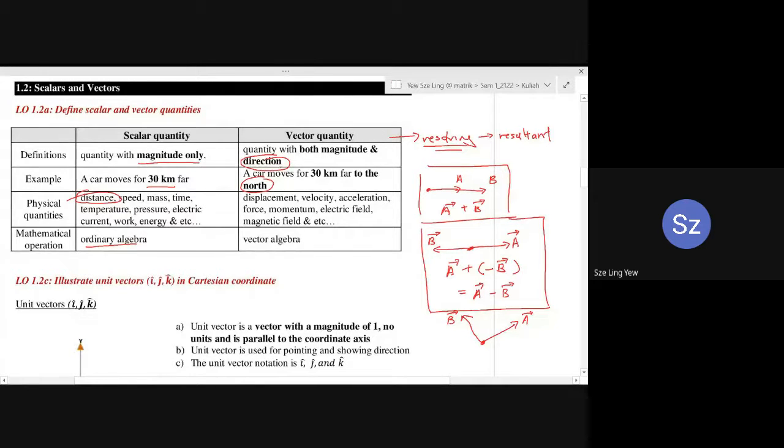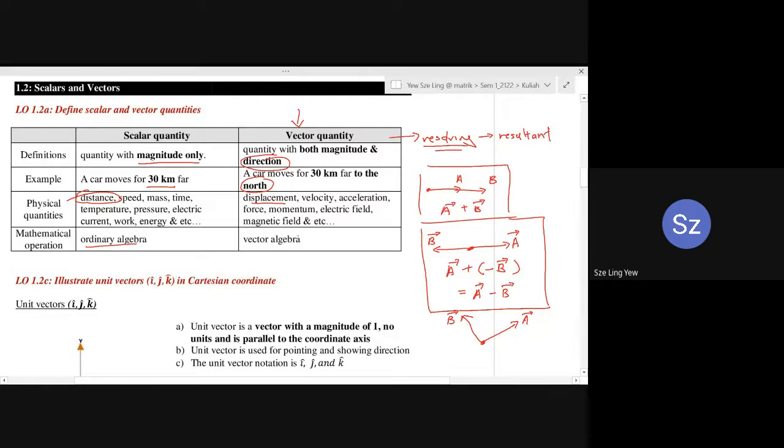So if a question asks you to solve something that is related to vector quantity, for example, the question asks you to calculate the displacement of an object. If it uses the term displacement, then other than the magnitude, the value, you have to state the direction in your final answer. All right, because you are looking at vector quantity. So when it comes to vector quantity, the direction is very important. Okay, even though the question just says displacement, you have to mention the direction. Okay, you have to state the direction in your final answer.